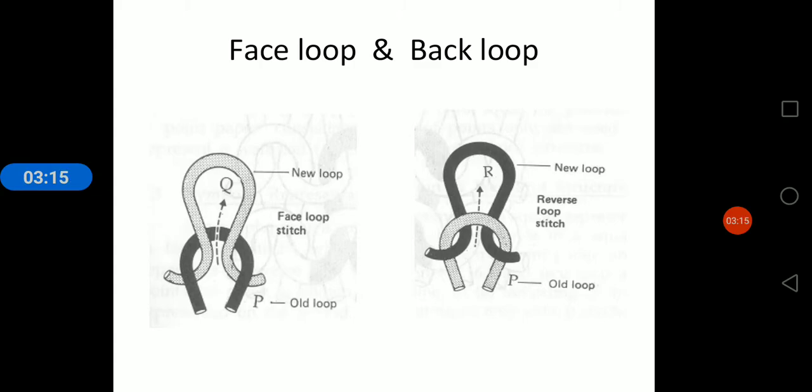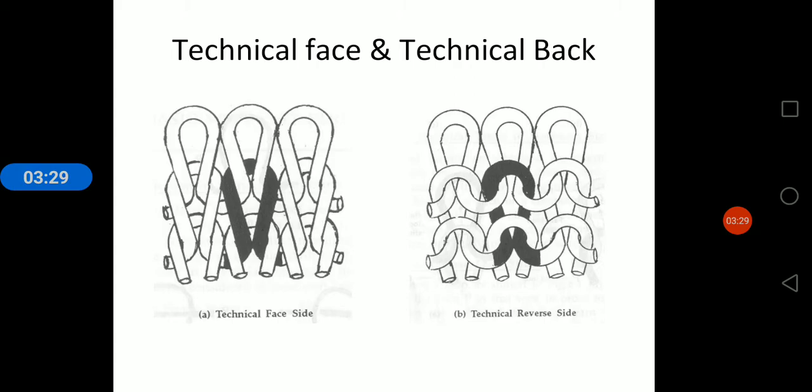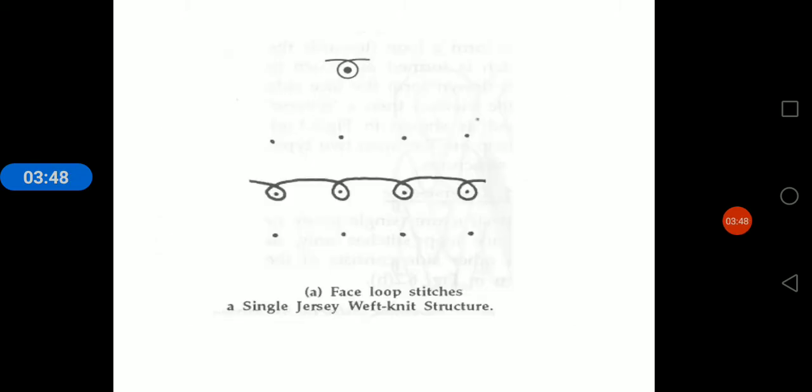And the back loop is in the second figure. In the back loop the legs are on the opposite side, behind the other loop, on the back side of the loop. So it is called face and back loops, technical face and technical back. In the last slide we explained that when the legs are shown to us it is called the technical face, and when the legs are behind the other loop it is called the technical back.